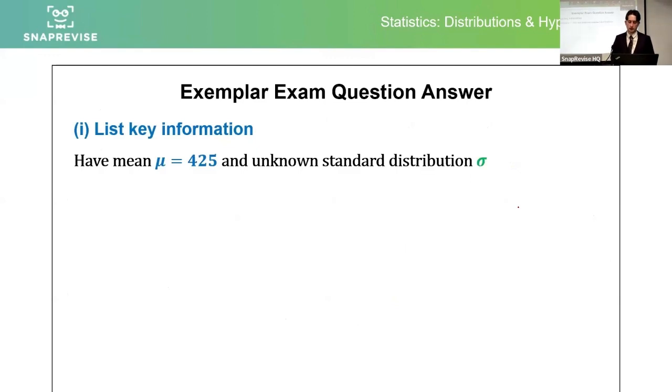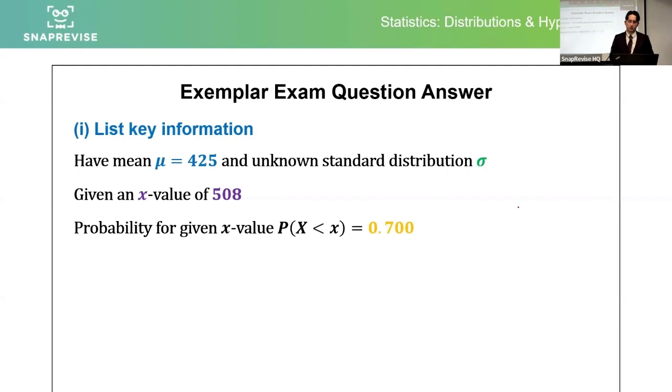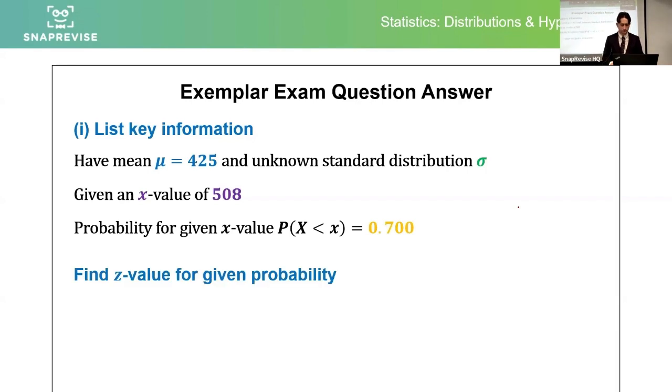So mu is 425. X is 508. That's our specific one we're dealing with. And we want the probability of x being smaller than that to be 70%. So this is really good because you now have calculators that can do the inverse normal function, but I think still a sketch of this goes a long way.